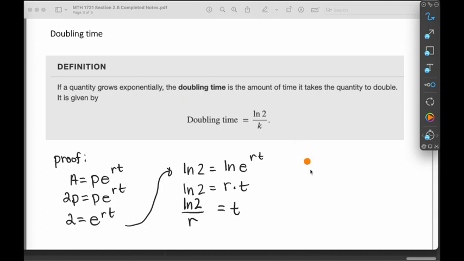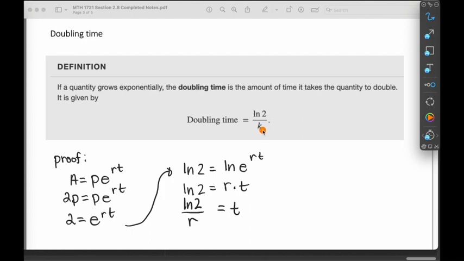Okay, let's look at the next topic. It's talking about doubling time. It says if a quantity grows exponentially, the doubling time is the amount of time it takes for the quantity to double, and it's given by this formula. It says the doubling time would be the natural log of 2 over k, which is really our rate.